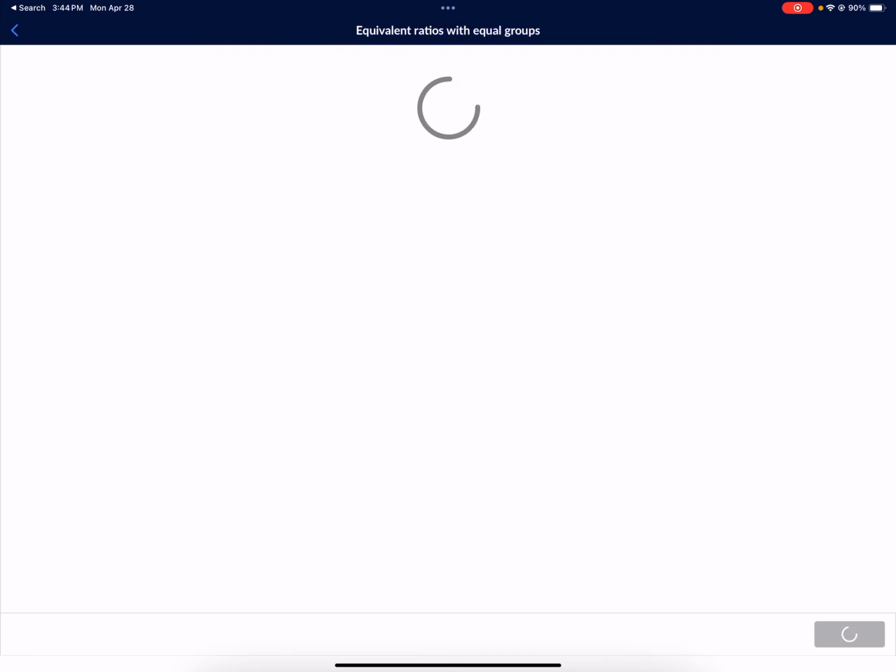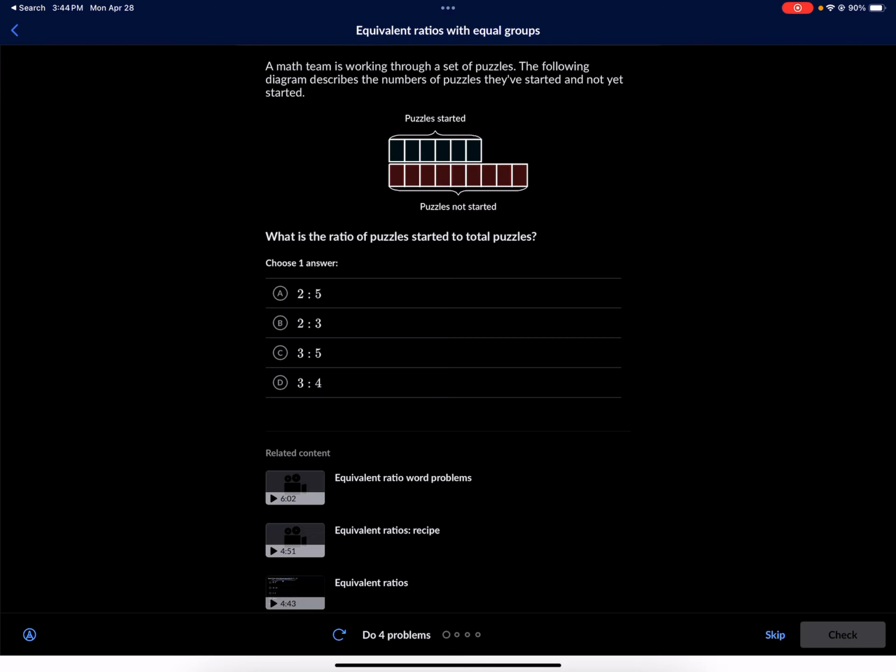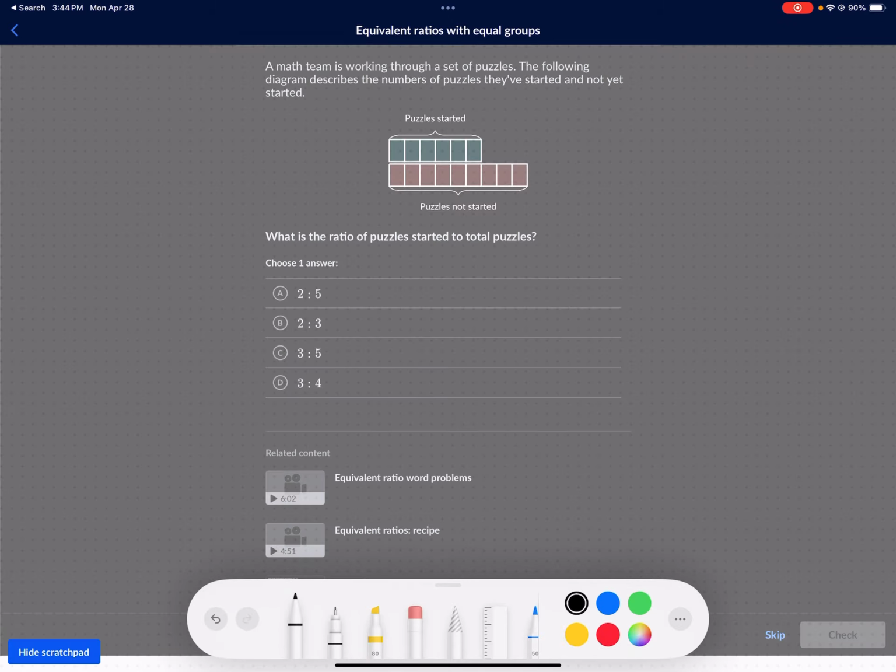So, equivalent ratios with equal groups. A math team is working through a set of puzzles. The following diagram describes the numbers of puzzles they studied and not yet started. What is the ratio of puzzles started to total puzzles? So, same idea here. Let's go a little bit faster here. If you want to slow down, you can go ahead and go back.